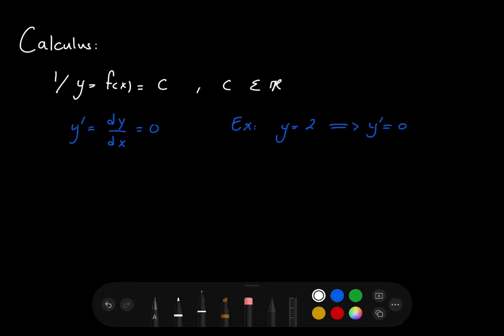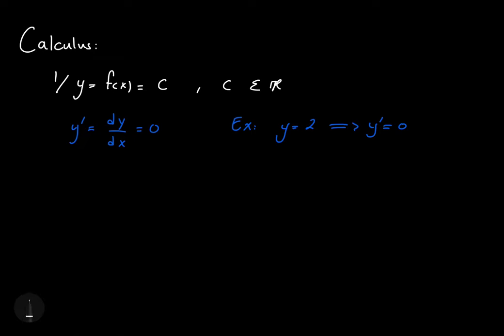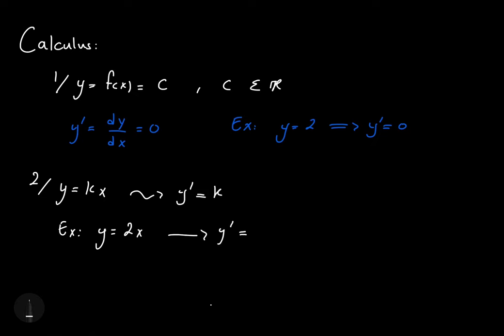The second rule, or the second property of derivatives you can think about, is if a constant number is being multiplied by x, so k times x, where k belongs to all real numbers. In such a scenario, the derivative of this function is going to be y prime, or dy over dx, and it's going to be equal to k. So for example, if you're taking the derivative of y equals 2x, y prime, or dy over dx, is simply going to be 2.